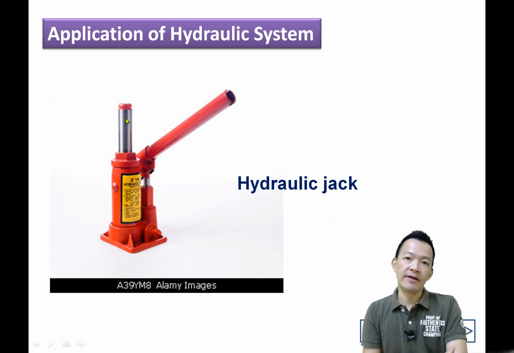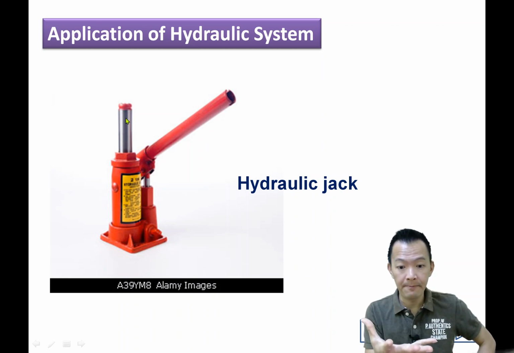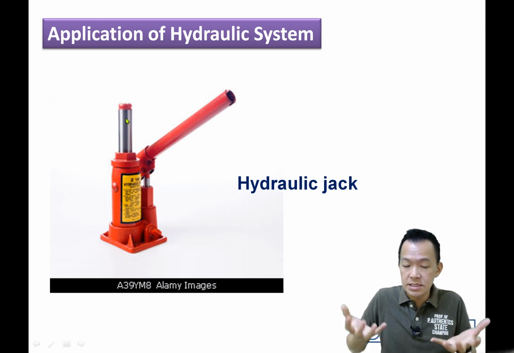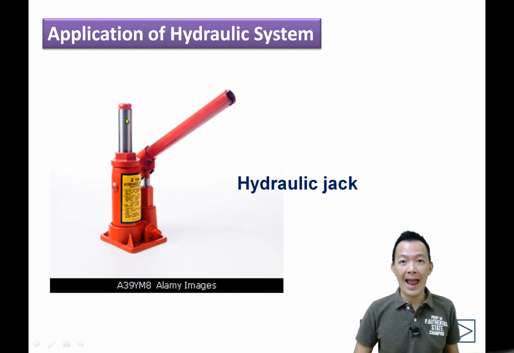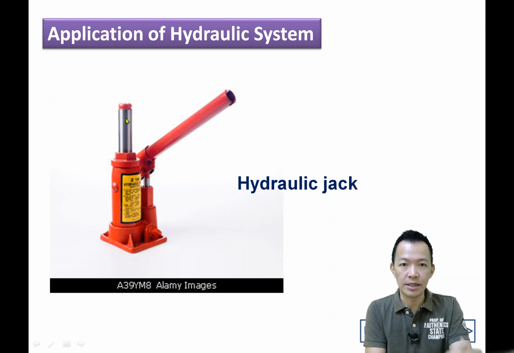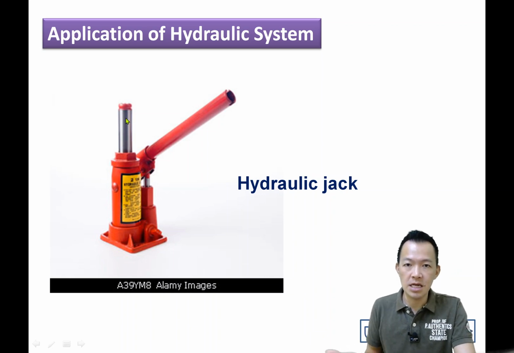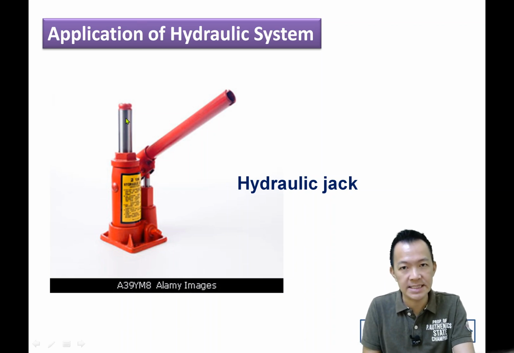If your lorry, not a car, has a puncture and you want to change the tire, you have to lift the lorry up. So how? Ask your friend, call your mom, your dad? So what to do? Use the hydraulic jack behind your lorry. Your lorry must carry one of these, called a hydraulic jack. You just simply pump it, and the lorry, maybe 10 tons, maybe 20 tons, can be lifted up easily.